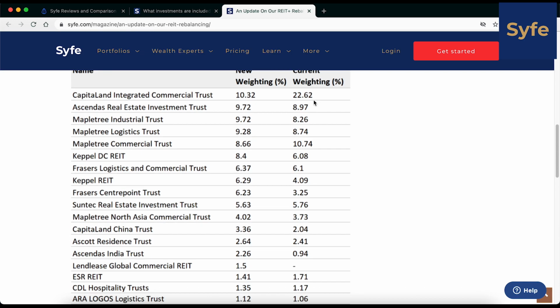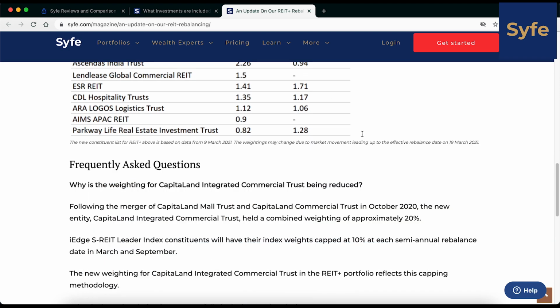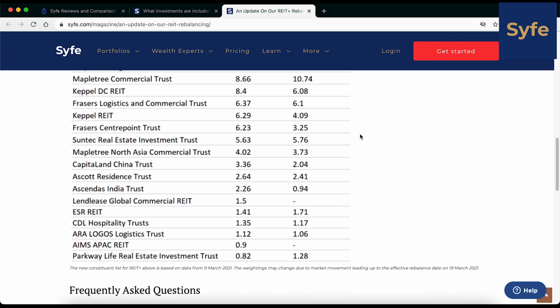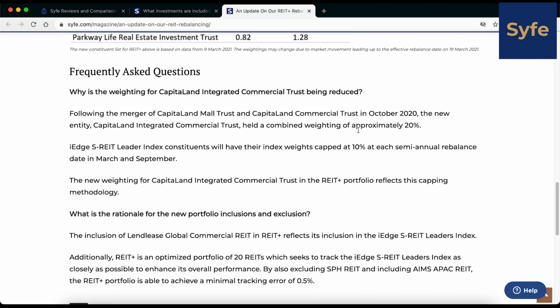So mainly you can see the two largest ones are CICT and MCT. These two alone are more than 33% really. So you have to take note of this lah. You are more tilted towards the mall sector. But it's good for me because I don't have any shopping mall REIT exposure. So this will be a good exposure for me.